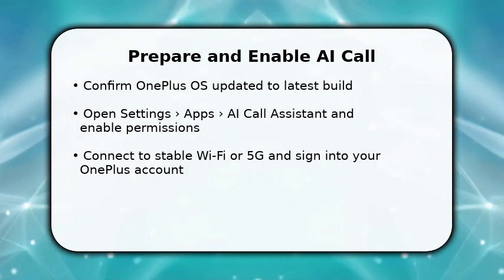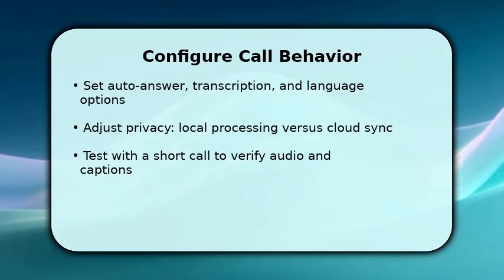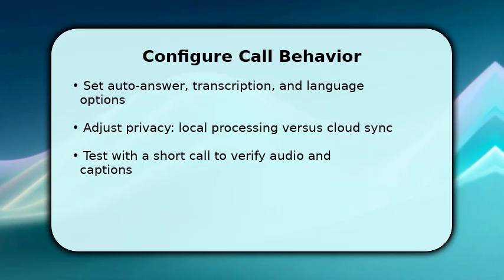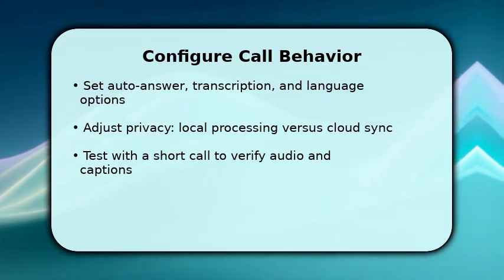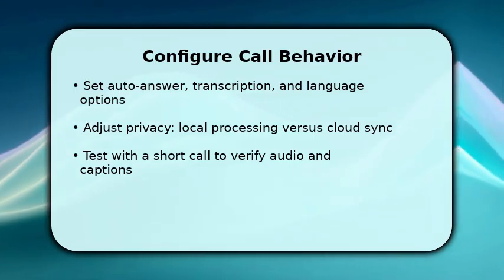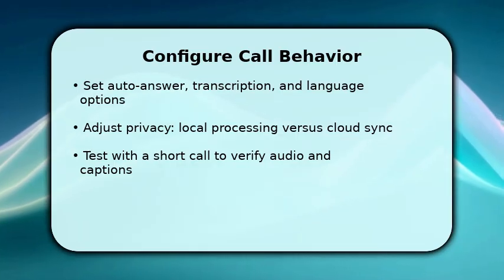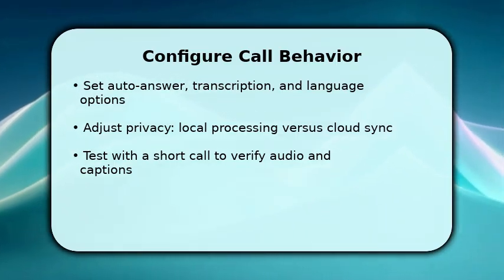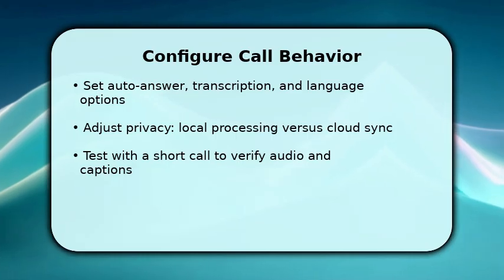Now configure how the assistant handles calls so behavior matches your needs. Open the AI Call Assistant settings and choose Auto Answer, Real-Time Transcription, and Primary Language. Pick local processing if you prefer on device privacy or cloud sync for better accuracy. Next, set transcription display, save transcripts, and enable smart replies if desired.